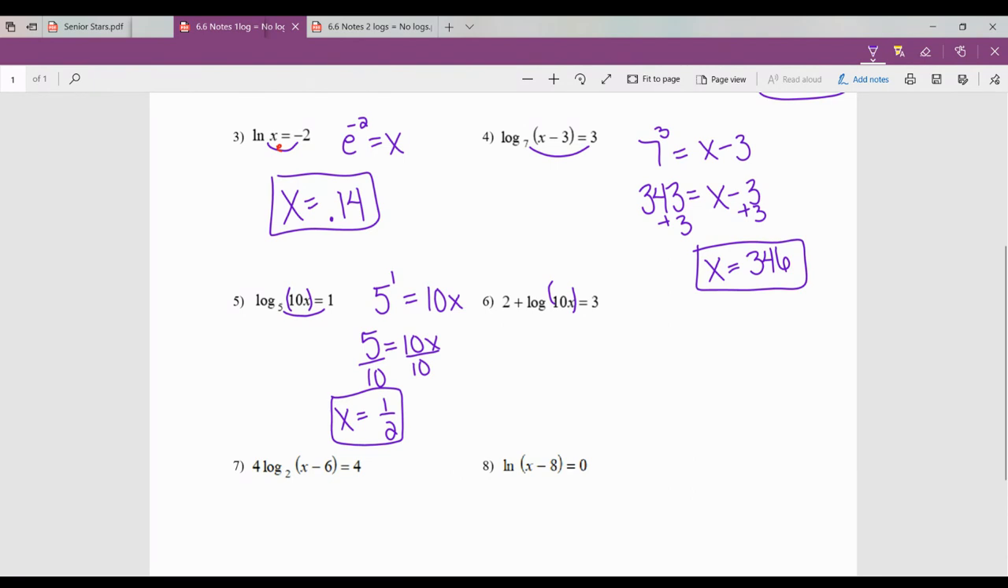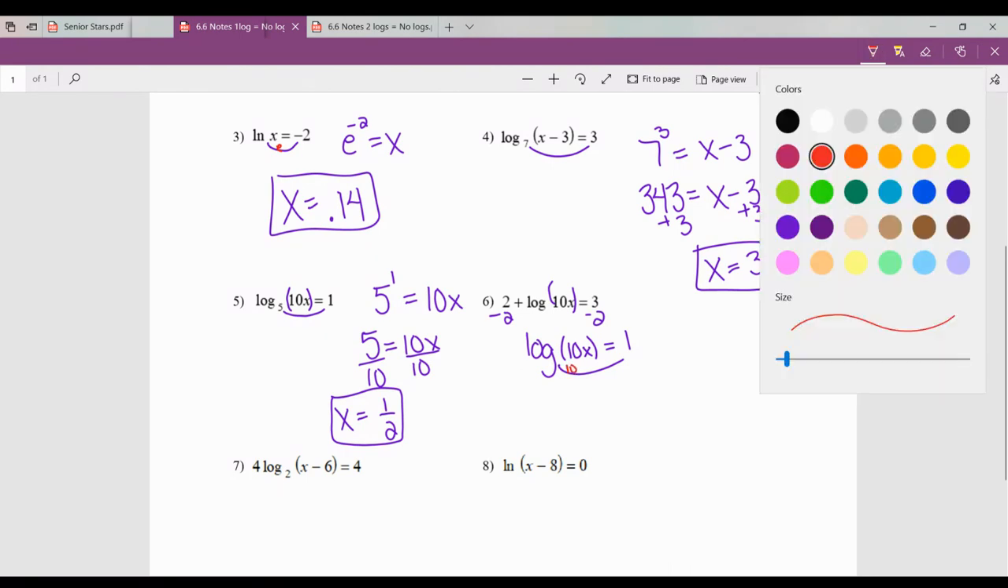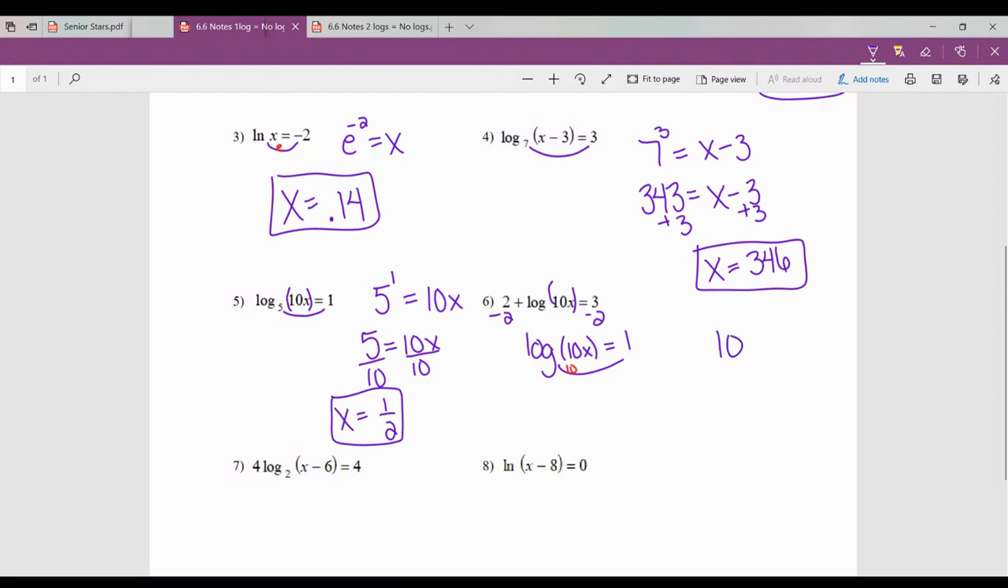All right, so guys, now what we have here is a number outside of the word log. If we have a number outside of the word log, we're going to have to get rid of that number first. So we're going to minus 2 first. So now we have log of 10x equals 1. And now I want to swoop. But if there's no base there with that word log, it's 10. So it's going to be 10 to the 1 equals 10x. So 10 to the 1st is 10 equals 10x. We're going to divide by 10. X equals 1.